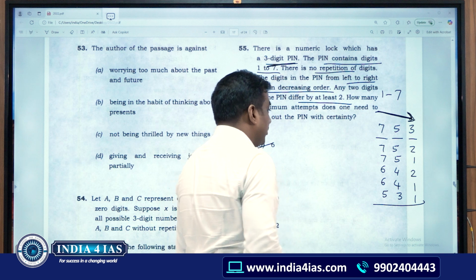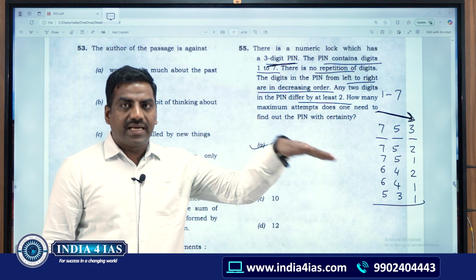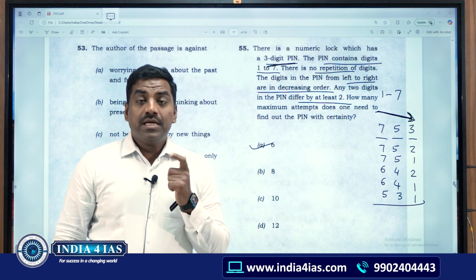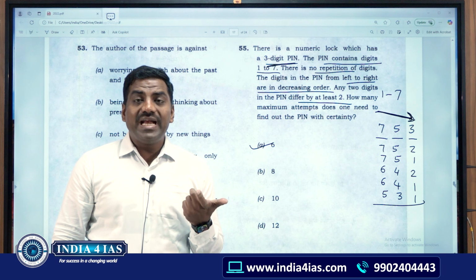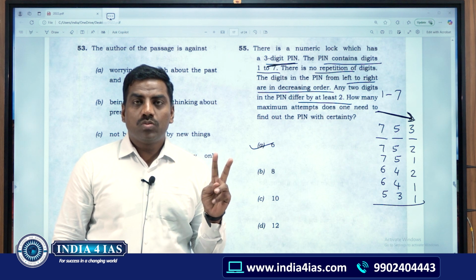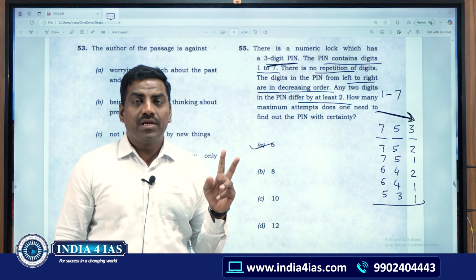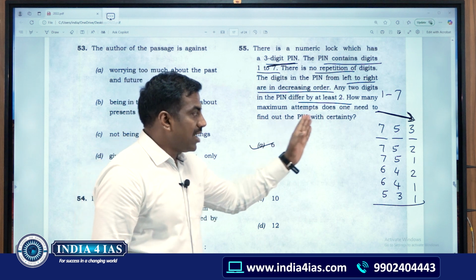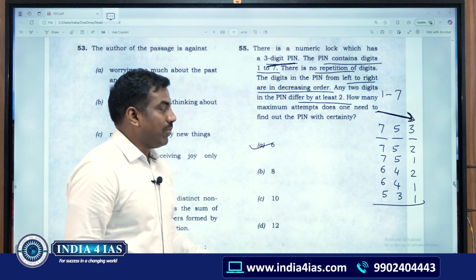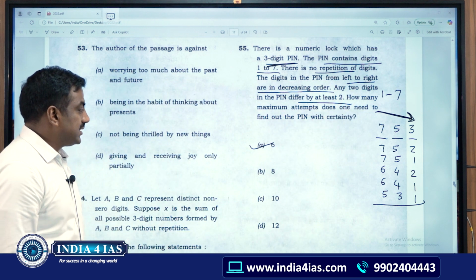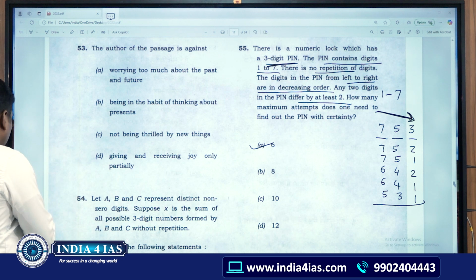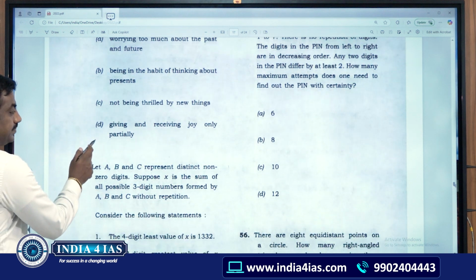So 1 to 7, how many pins can we have? Maximum 6 pins we can have in this fashion. One is decreasing order, and second, the minimum difference between any 2 numbers should be 2. This is how we can form these combinations. So totally 6 different outcomes we have.